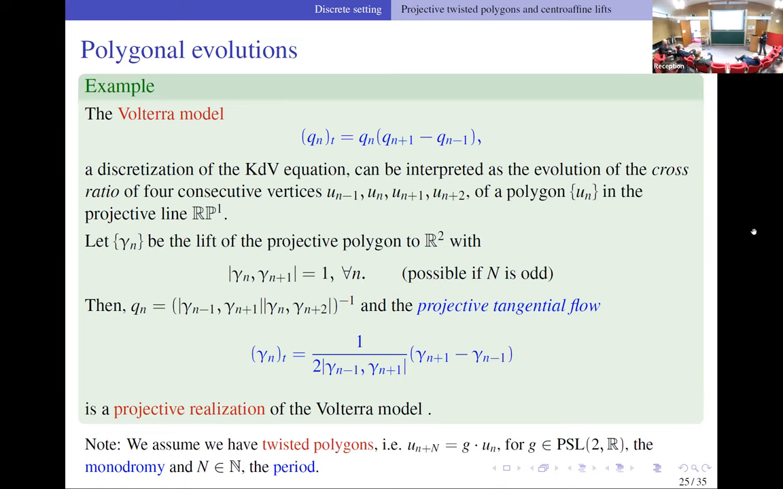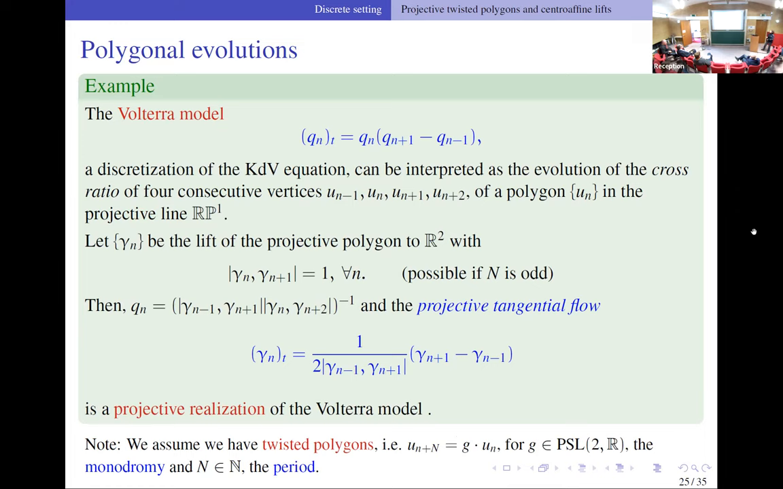So what I want to do here is, because this can be interpreted as an evolution of a polygon down in projective space, I want to lift it up to the plane. There is a way to construct, and that's easy, a curve with two components, and the affine coordinate will be your mu n in a patch on the projective line. And there is, in fact, a unique way of lifting to a polygon in R2 under the condition that the determinant of gamma n (first column) and gamma n plus one (second column) is one for every n.